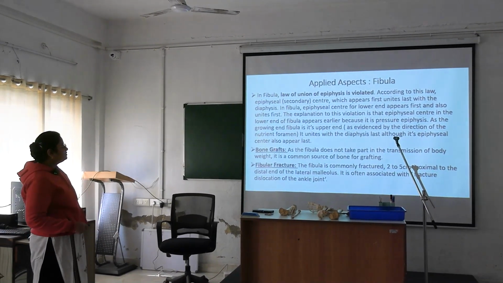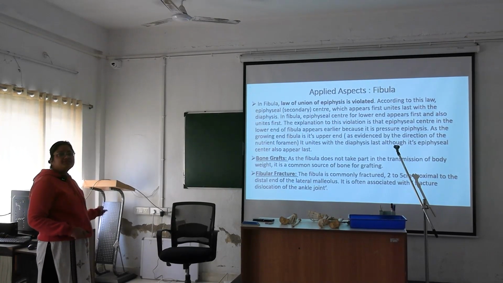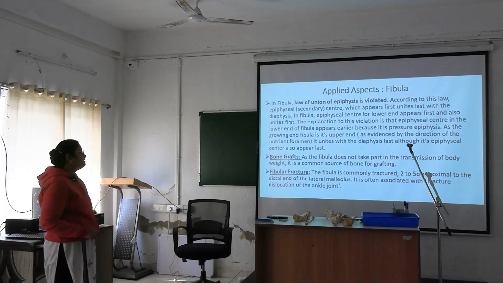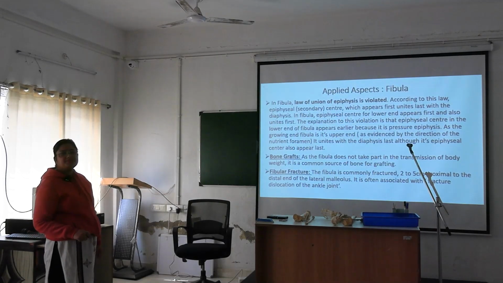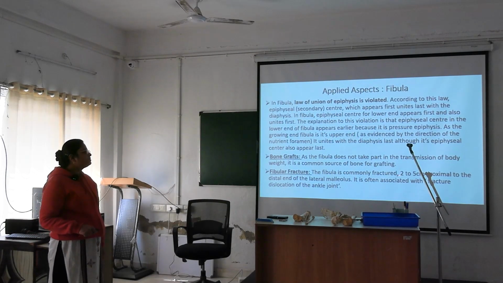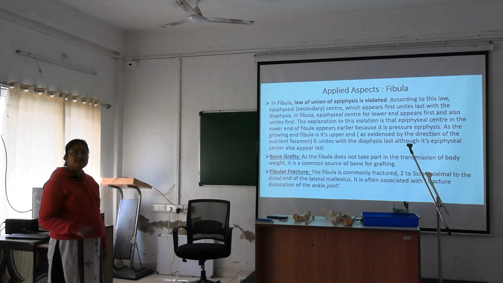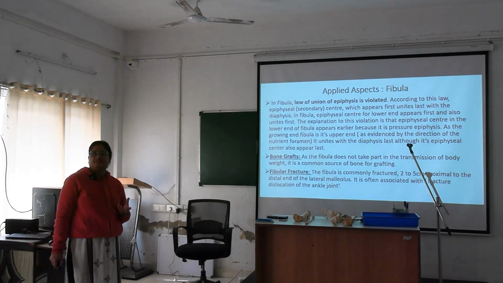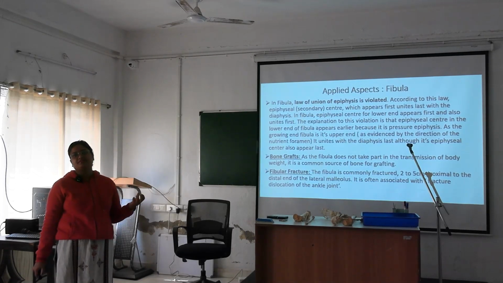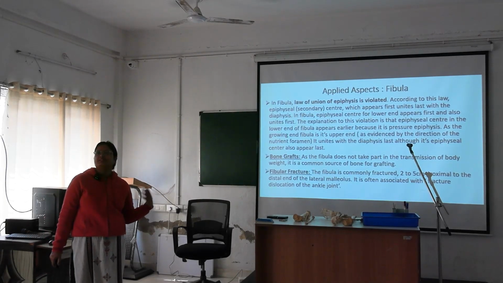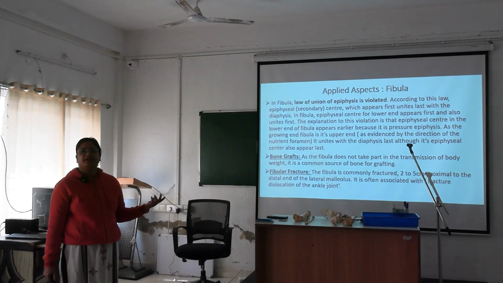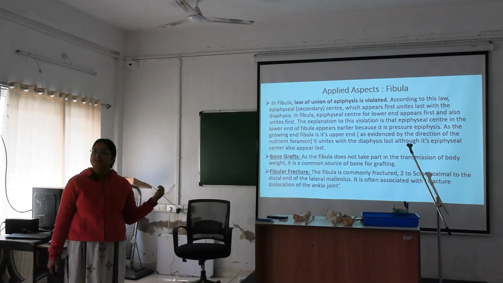Okay. Next we go to bone graft. This also comes: why is fibula used in bone graft? As the fibula does not take part in transmission of body weight, it is a common source of bone for grafting. In case of comminuted fracture, there is less chance of healing, then we do bone grafts. Or in cancer patients also. In blood cancer, bone marrow grafting is done.